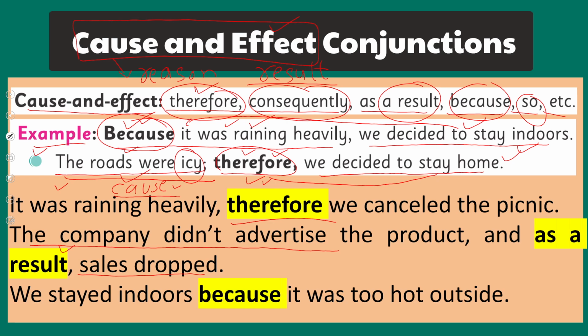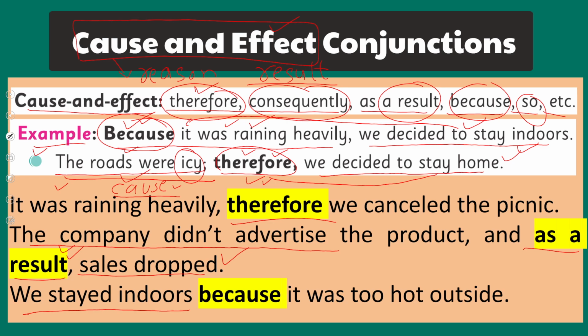This is the reason. This is the cause of the dropping of the sales. So we have a phrase that works as a transitional device, as a result. Now, as a result is used for showing effect or consequence.